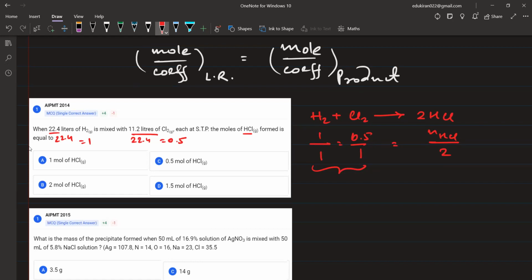Which is smaller? Tell me. Chlorine. Chlorine is smaller. So chlorine will be used in order to calculate the number of moles of HCl. अब आप इन दोनों equation को equate कर दीजिए. So you'll have number of moles of HCl will be equal to 2 into 0.5, which is equal to how much? 1 mole.